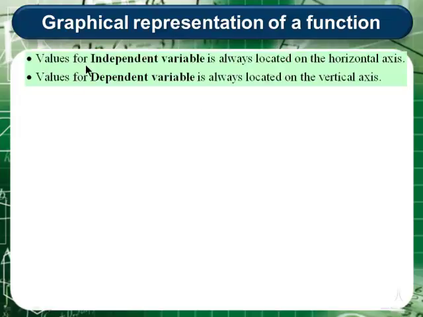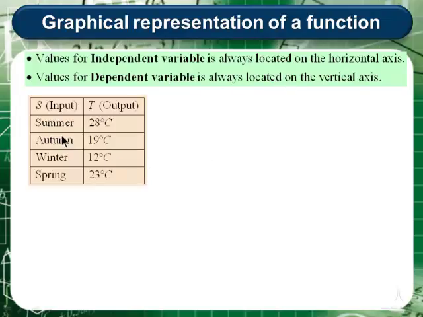Let us look at a graphical representation of a function. Values for the independent variable are always located on the horizontal axis, while values for the dependent variable are always located on the vertical axis. If we revisit our example, where the season S is the input or the independent variable, then S will be placed on the horizontal axis.